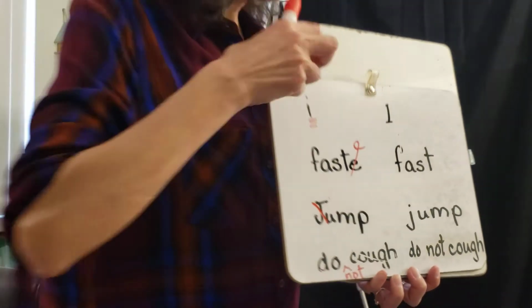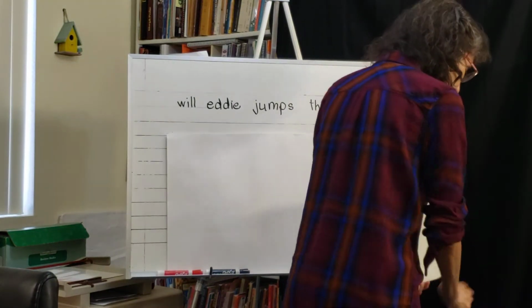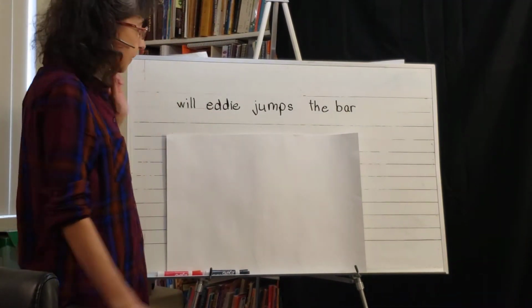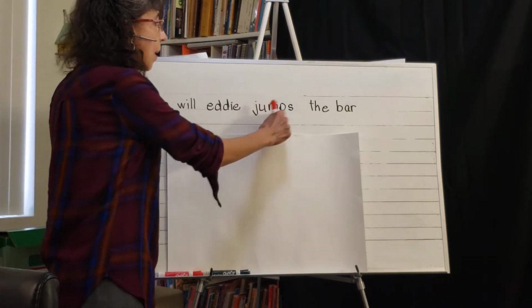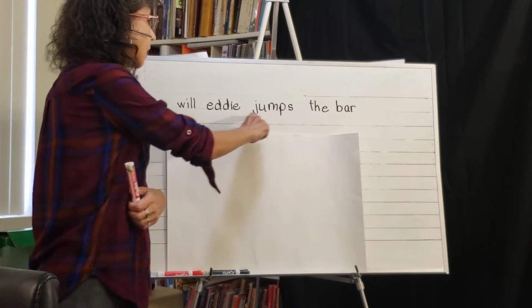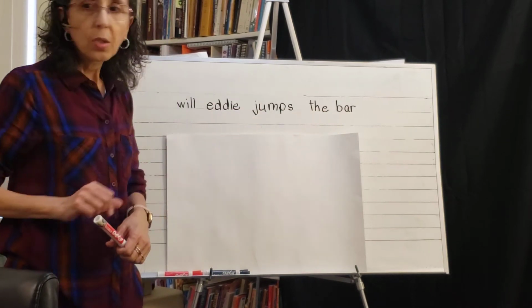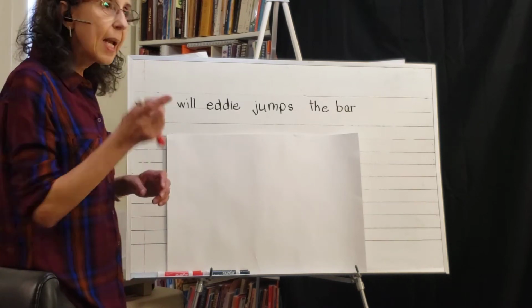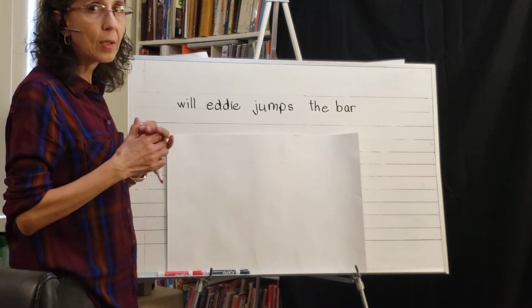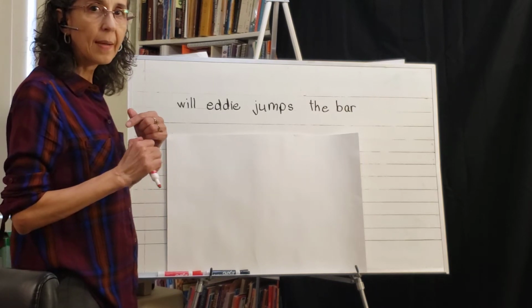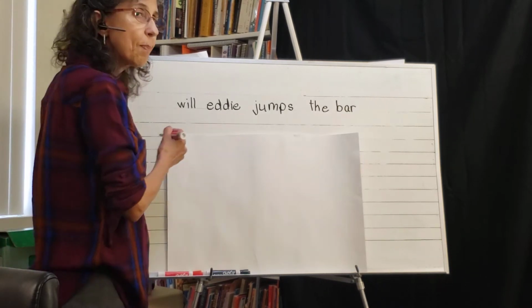All right, now let's take a look at today's sentence. Will Eddie jumps the bar? Make sure you read your sentence, and push pause, and then come back and take a look at how I do it, and see if you did it the same way I did it. All right, I'm going to assume that you're back.